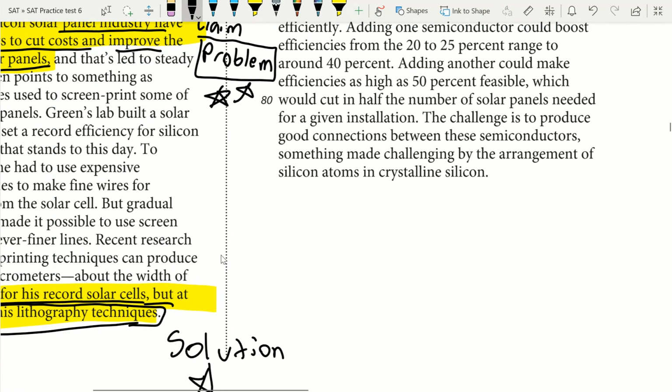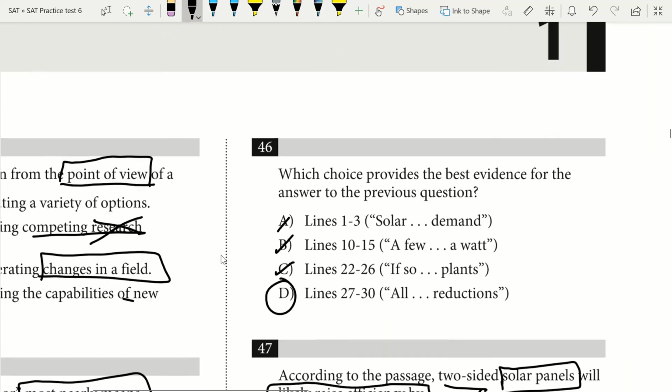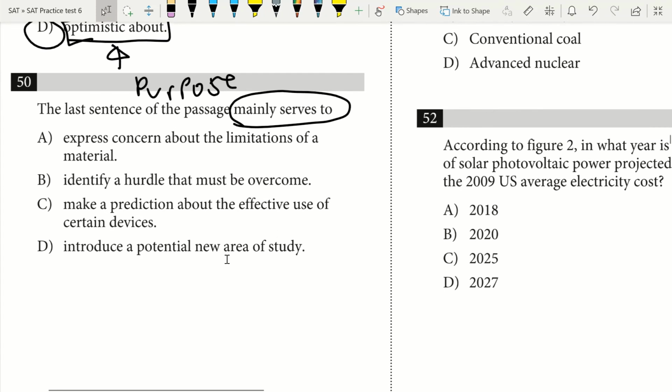We've got the challenge. Okay, so we're describing a challenge right now for the solar industry, is to produce good connections between these semiconductors, something made challenging by the arrangement of silicon atoms in crystalline silicon. Okay, so we're describing a challenge that still has to be overcome in the solar industry is what I got from that. So let's see if we have an answer choice that says that. So let's run through A through D. We have option A, express concern about limitations of a material. No, we're not expressing concerns over limitations of a material. What we're really doing is identifying a hurdle that must be overcome. So B will be our correct answer for 50.